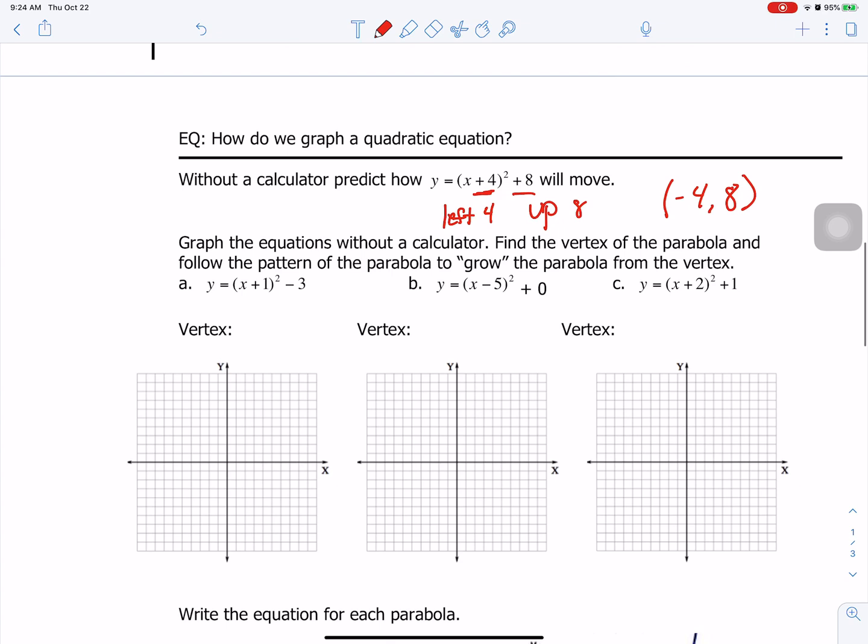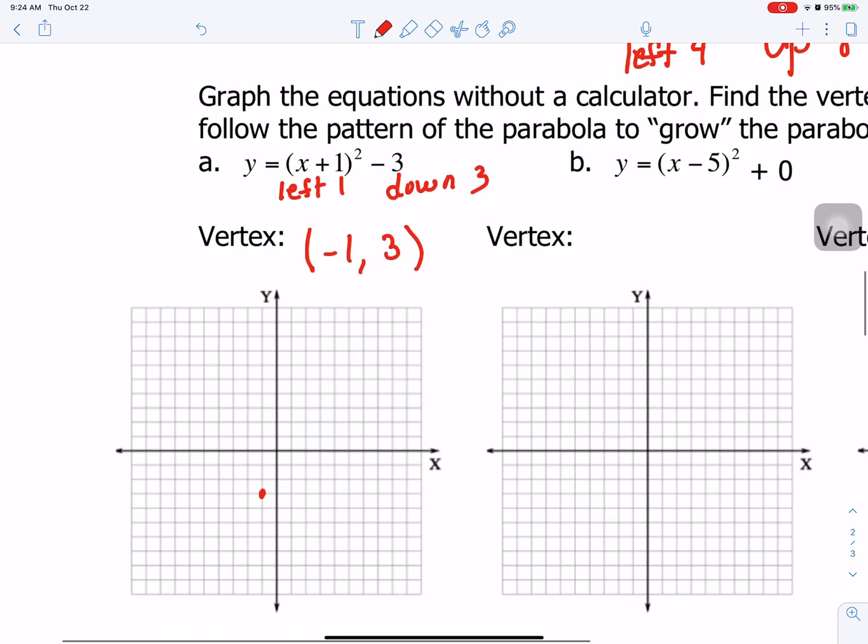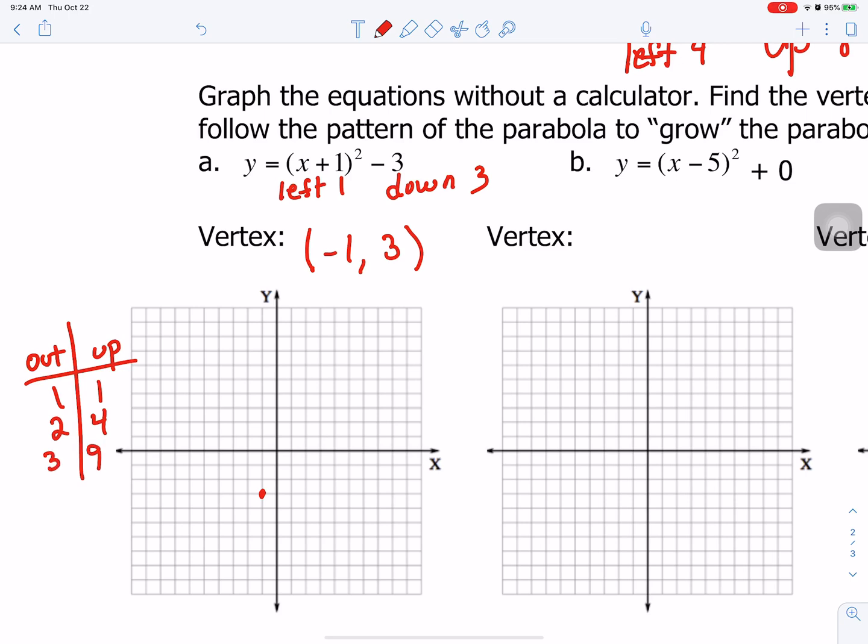So all these, we're going to go through and move our vertex and graph them. So inside, this is left 1 and down 3. So -1, 3. So I go -1, 3, put in a point. And then from that vertex, I'm using that out and up. So 1, 1, 2, 4, 3, 9. Again, I'm getting that from squaring them. Whatever I do to one side, I do to the other because it's symmetrical.